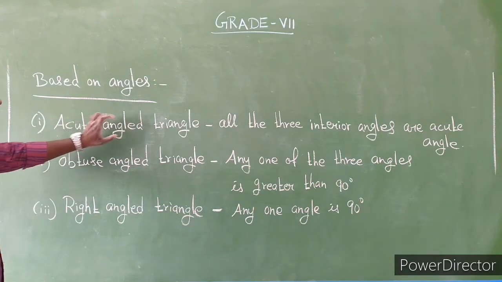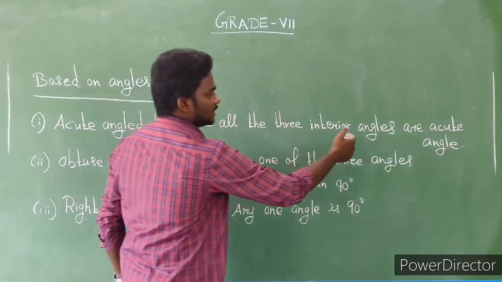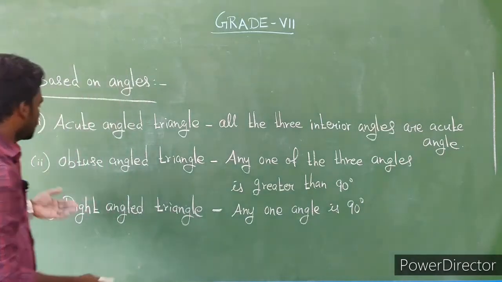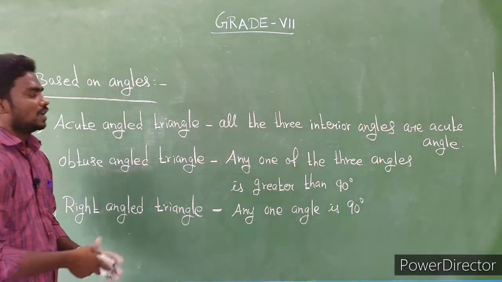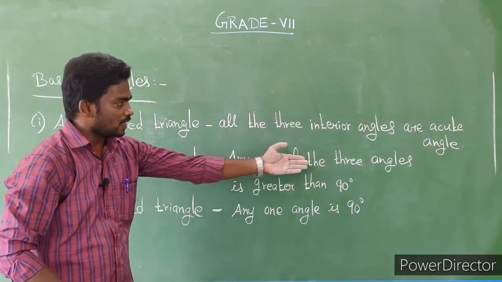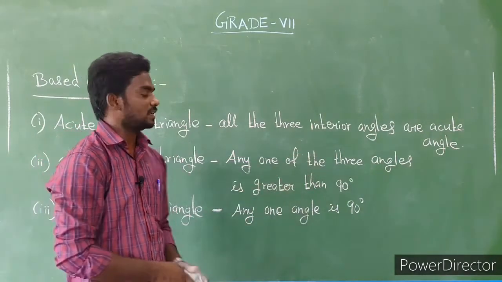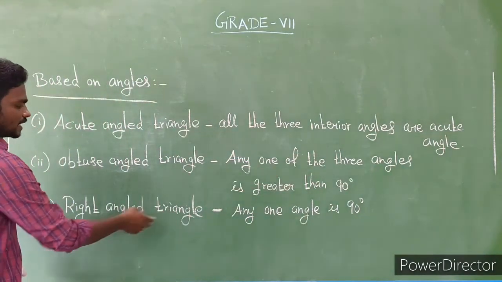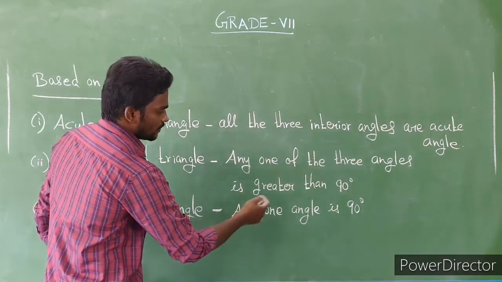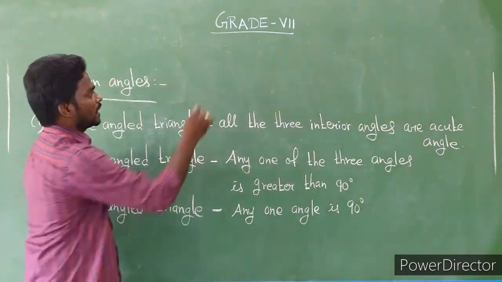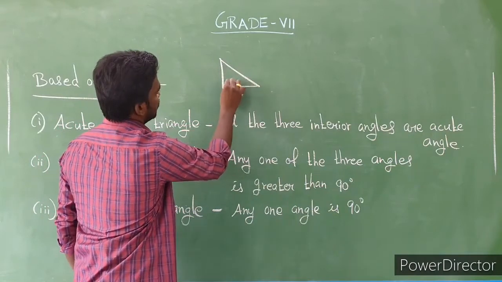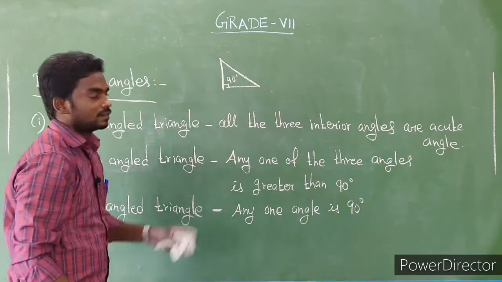First one is acute angle triangle, which means all three interior angles are acute angles. Second one is obtuse angle triangle, which means any one of the three angles is greater than 90 degrees. And third one, right angle triangle, means any one of the angles is 90 degrees. Any one angle that is 90 degrees is called a right angle triangle.